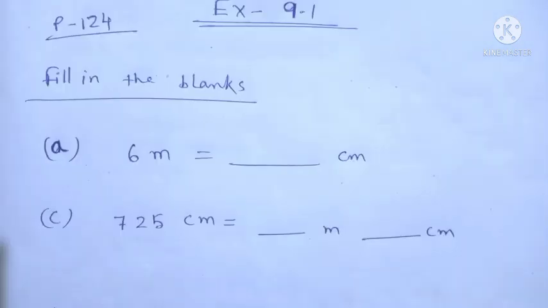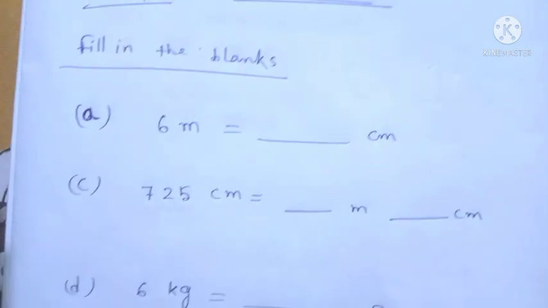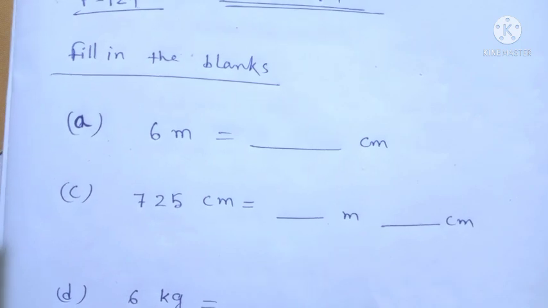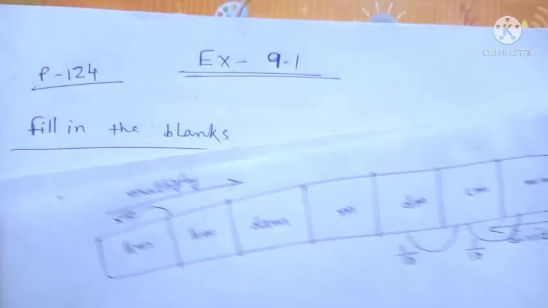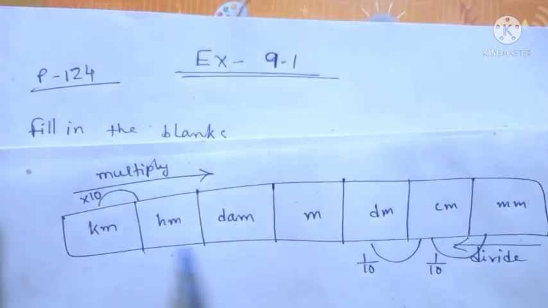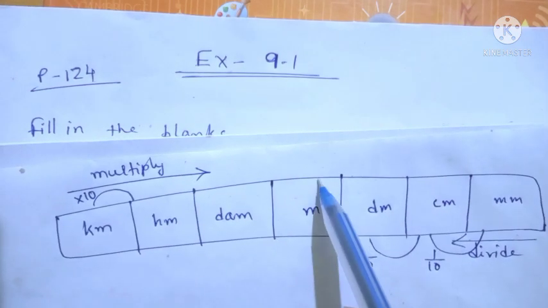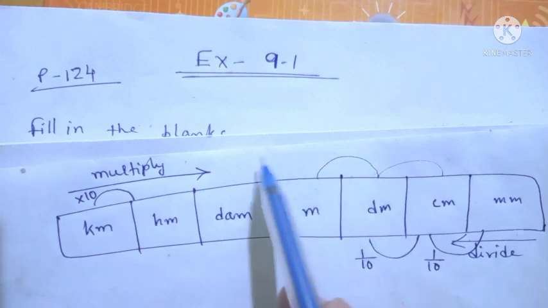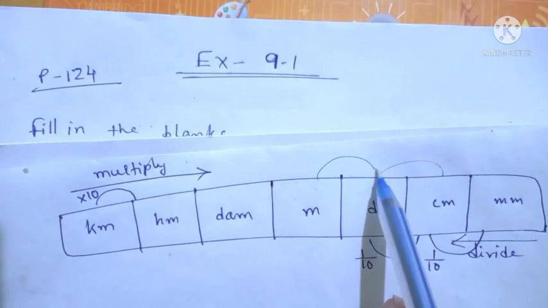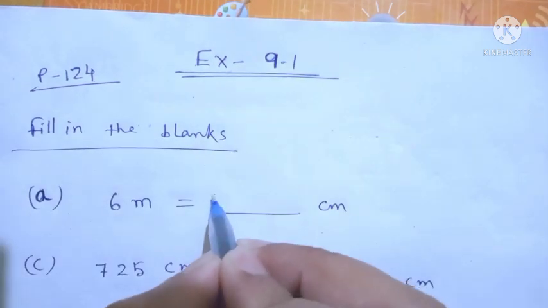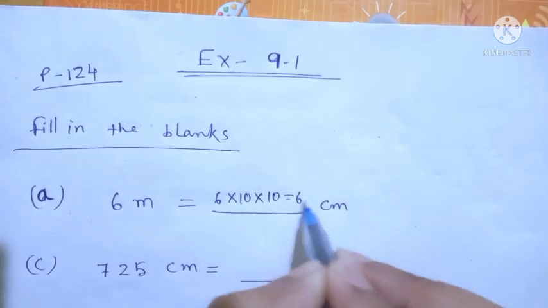So now students, we will solve exercise 9.1. Fill in the blanks here. 6 meter equal to dash centimeter. So we have to see our table. You can see meter and centimeter, so how many steps? 1, 2. So you have to multiply, because meter is bigger and centimeter is smaller. So 10 into 10. So 6 into 10 into 10, that means 600 centimeter.